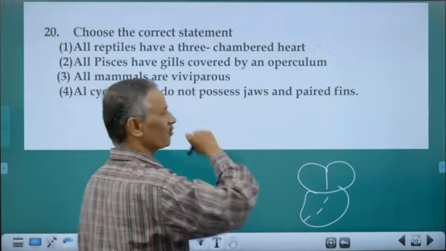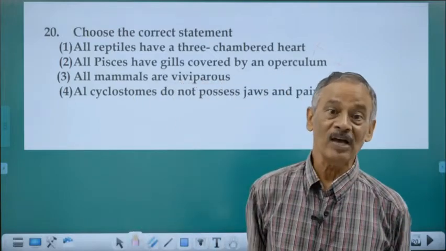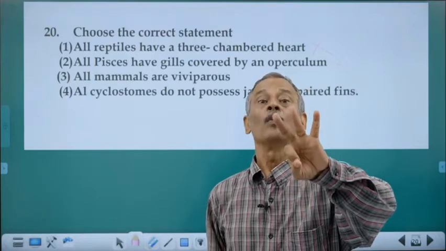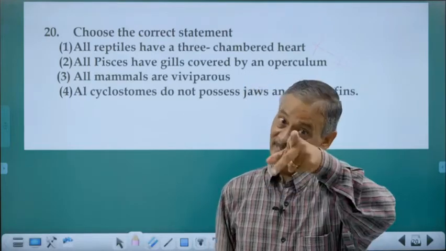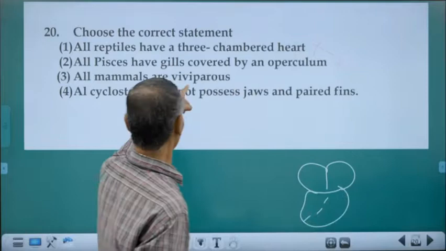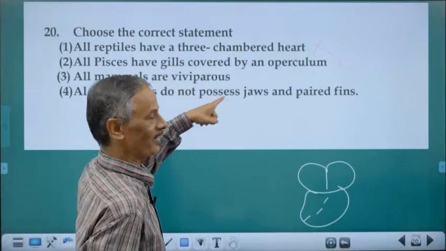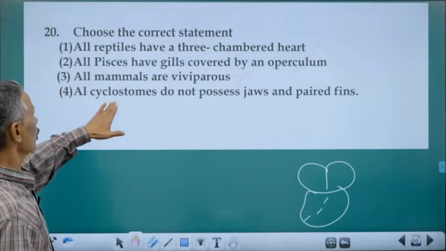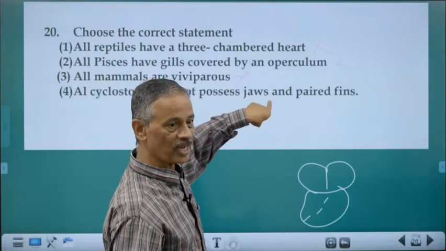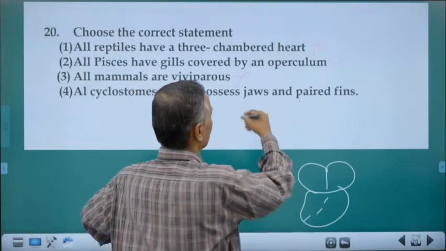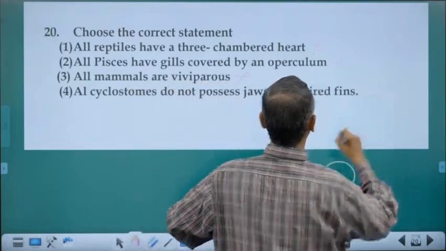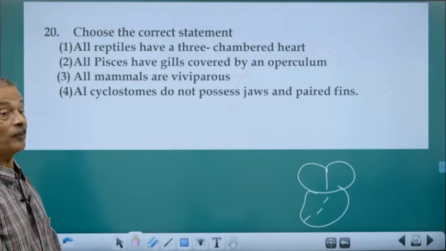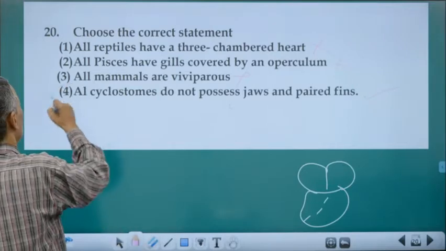All mammals are viviparous. No. Class Mammalia is divided into 3 subclasses. Prototheria, egg laying. They are all egg laying. They are not viviparous, they are oviparous. Echidna, platypus. All cyclostomes do not possess jaws. They are jawless, Agnatha, that is correct. And having no paired fins. Do not possess paired fins. Only unpaired fins are present. So, this is the correct one.